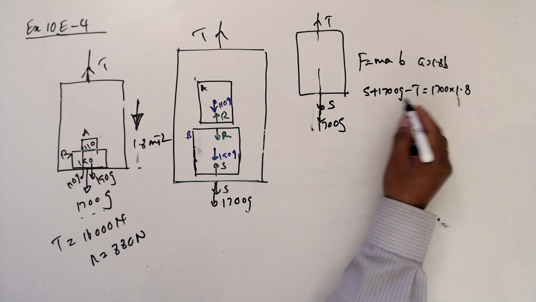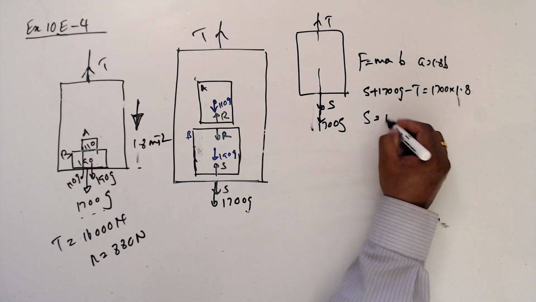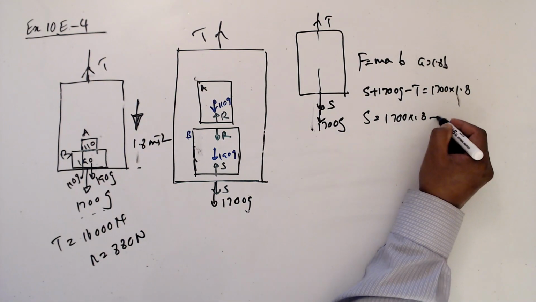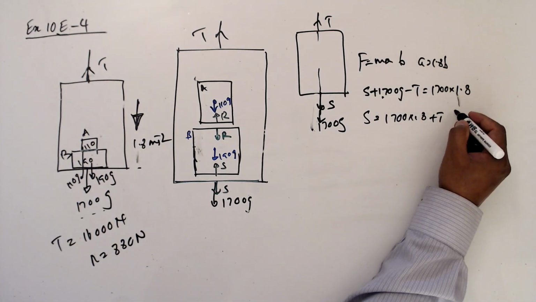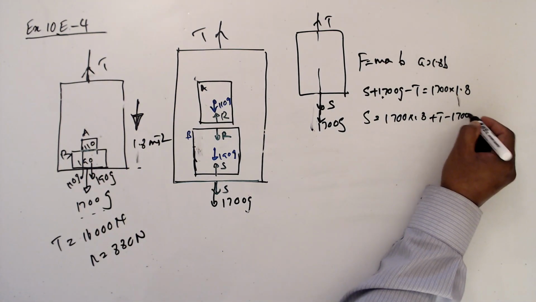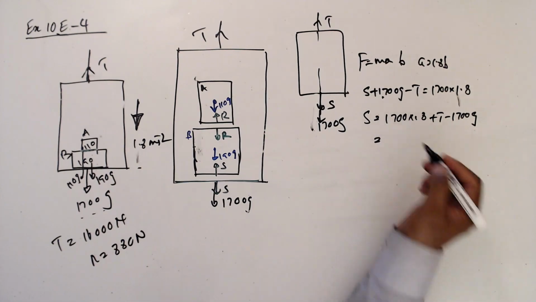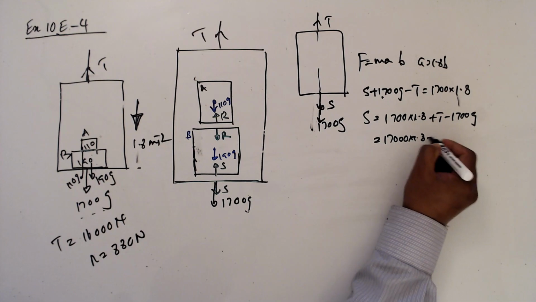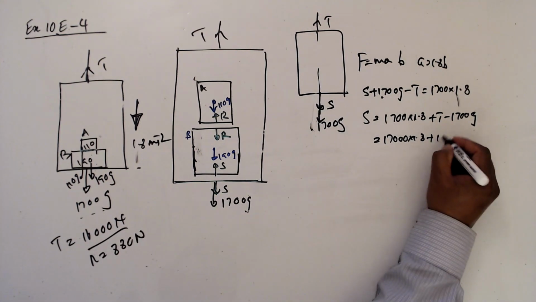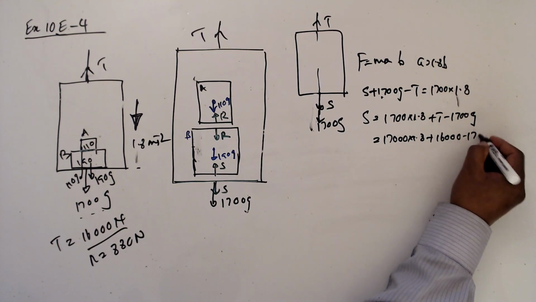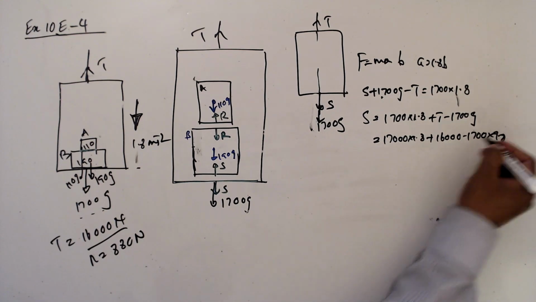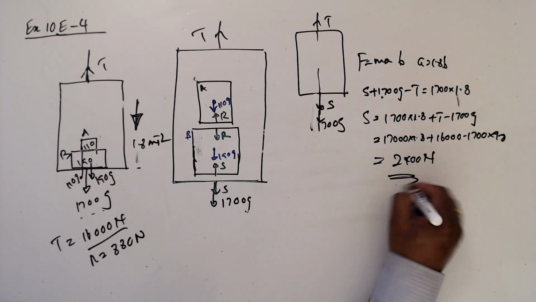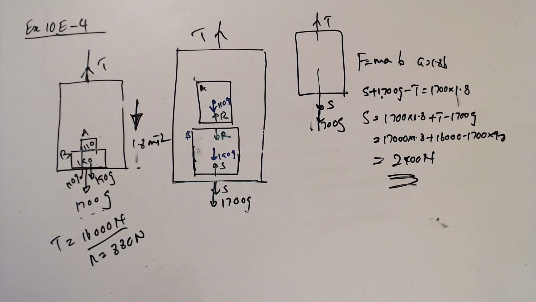So then T, S equals 1700 times 1.8 plus T minus 1700g. So 1700 times 1.8 plus T, we know that is 16,000, and 1700 times 9.8. So you will get the same answer, 2000. So you can work it out two ways.